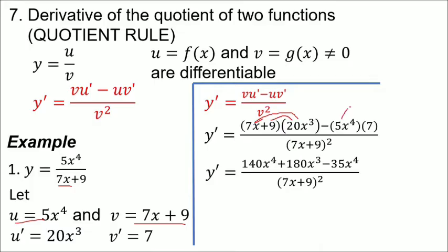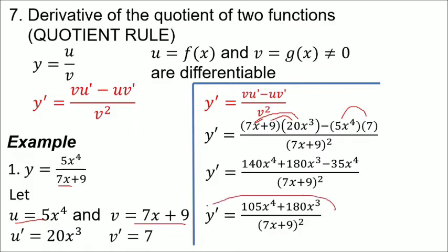And then next, we multiply this. 7 times 5x to the 4 is 35x to the 4. And we combine like terms. Sa numerator, nakita natin na dalawa dito ay may exponent na 4. So, combine them. 140 minus 35. That will become 105x to the 4 plus 180x to the cube all over 7x plus 9 quantity square. So, yung ating denominator dito, hindi natin kailangan na i-expand. Okay na to siya because this is a simplified form. So, this is now our final answer.